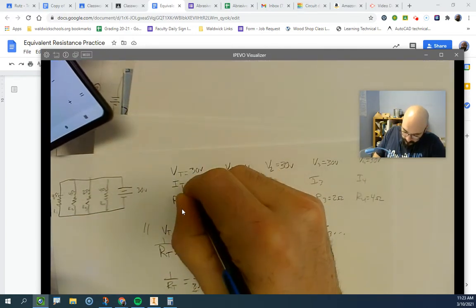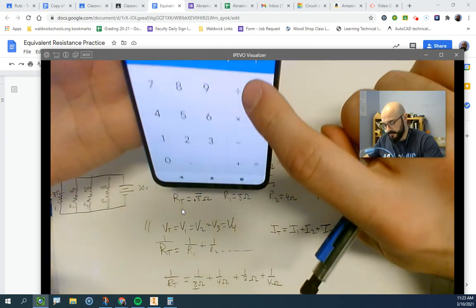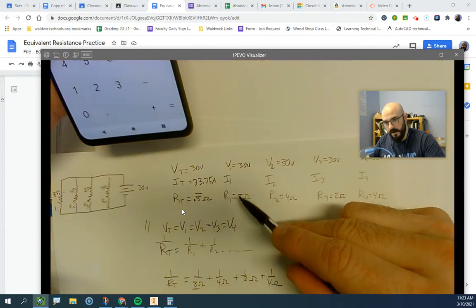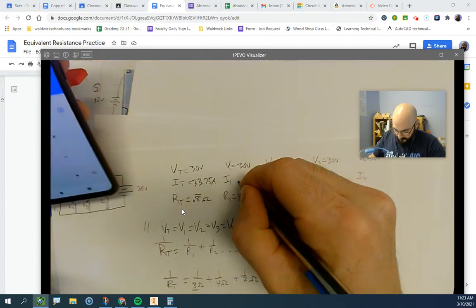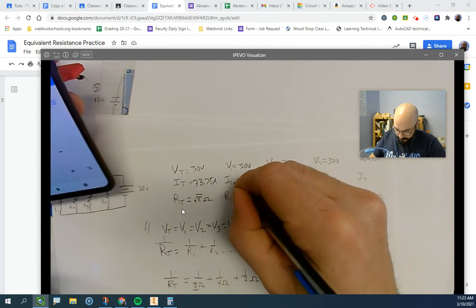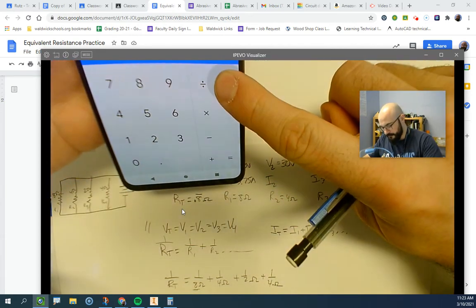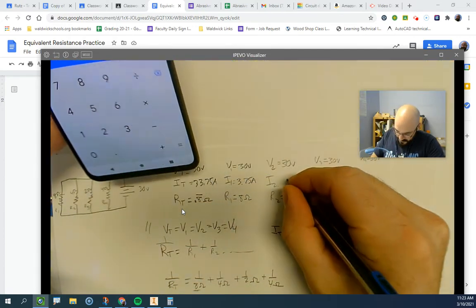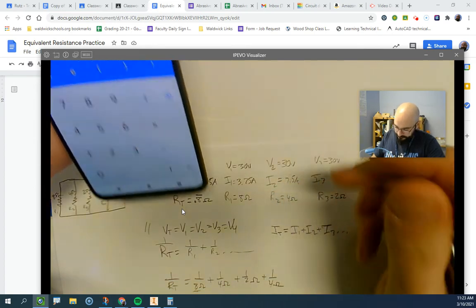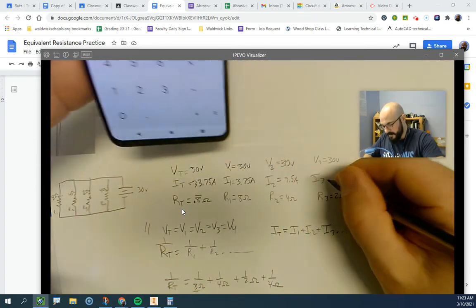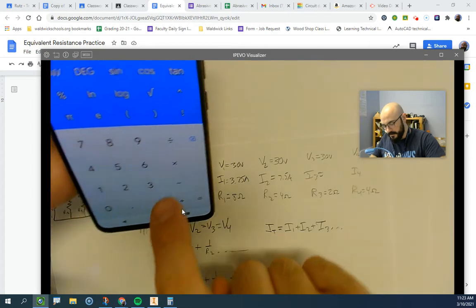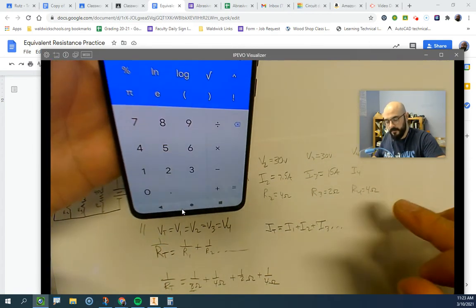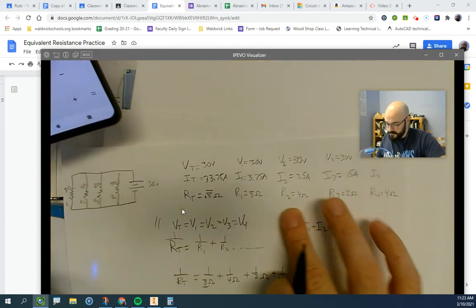Okay, on to number 2. 30 divided by 8. That's V divided by R gives me I. We end up with 3.75 amps. Third one, 30 divided by 4 gives me 7.5 amps. Beautiful. Number 3, 30 divided by 2 is 15 amps. 30 divided by 4, I think we already have that, 7.5.